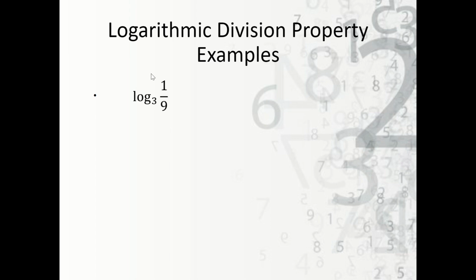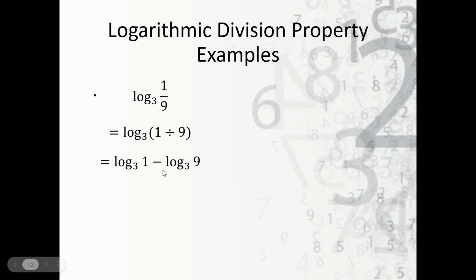So let's see if that's true based on the rule we just learned. We have log base 3 of 1/9. So this is really log base 3 of 1 divided by 9, because that's what a fraction says. We can break that up into log base 3 of 1 and log base 3 of 9, and we're subtracting those. Now, 3 to what power equals 1? Well, we know anything to the 0 power is equal to 1. So 3 to the 0 power equals 1, so that's 0. And then 3 to the second power equals 9. So we end up with 0 minus 2, which is -2.